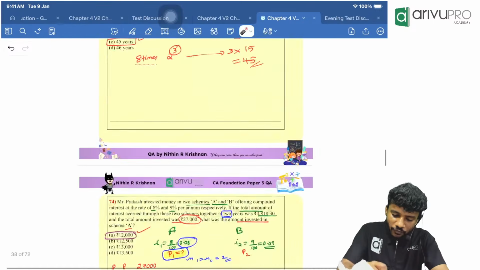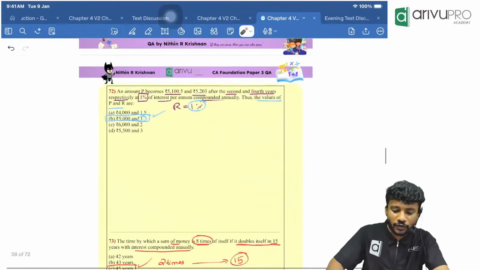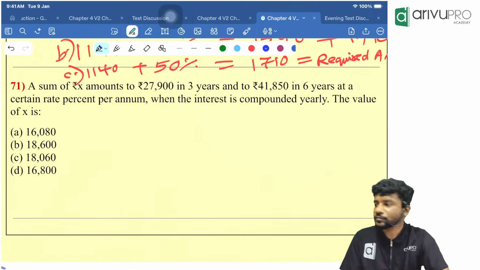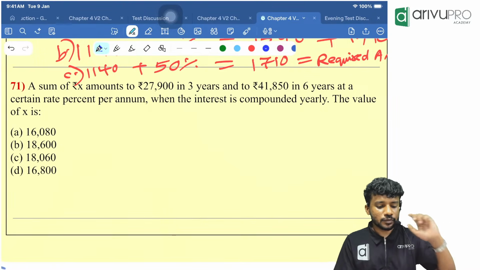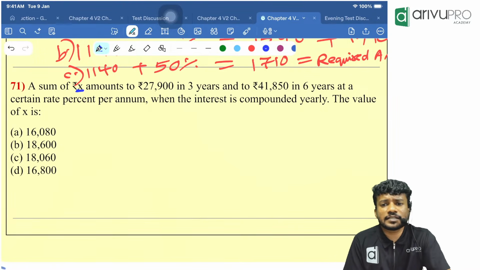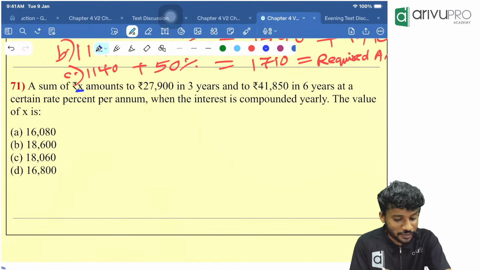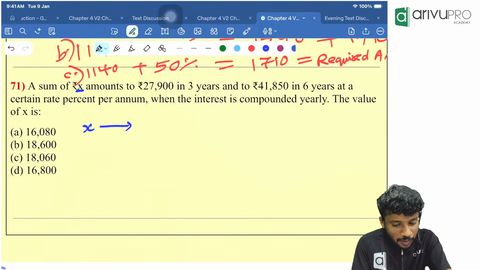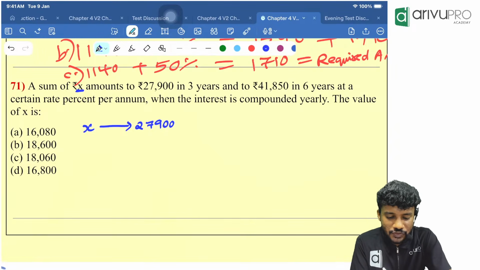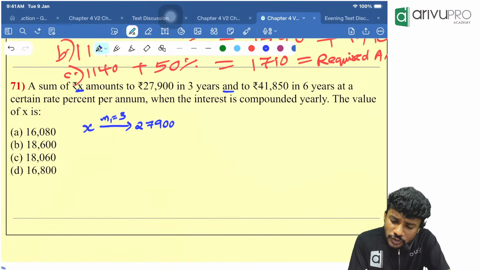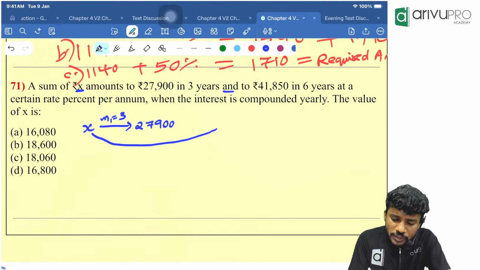Then the final question. After that, we are going for CI minus SI. The final question, people, have a look at this. X amounts to. Then is X the principal or the amount? Principal. Anything before amounts to is our principal. X amounts to 27900 in how many years? Can I call that N1 is equal to 3 years? Then it amounts to how much? X also amounts to how much, people?